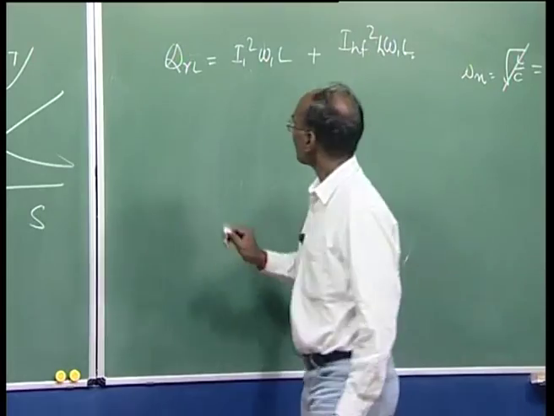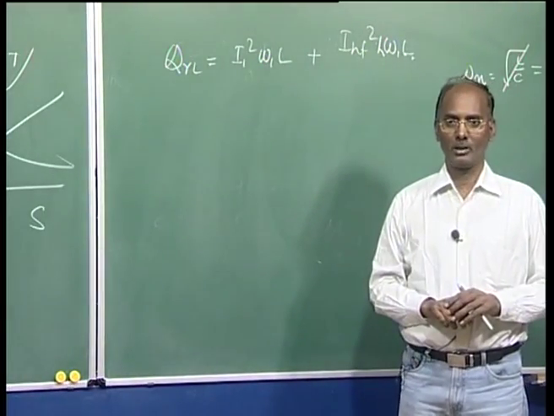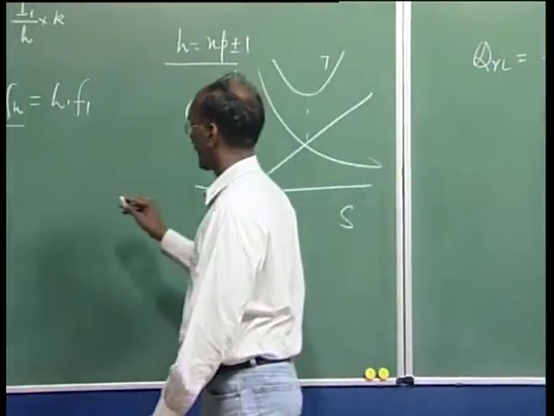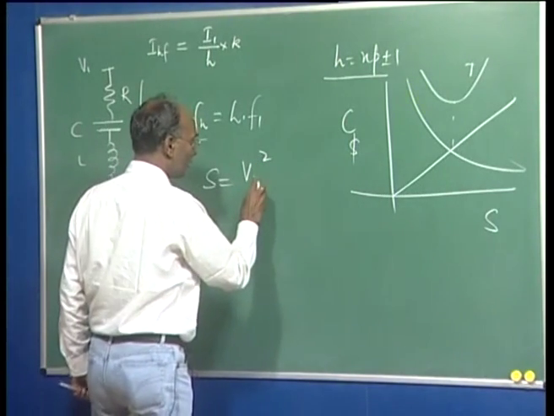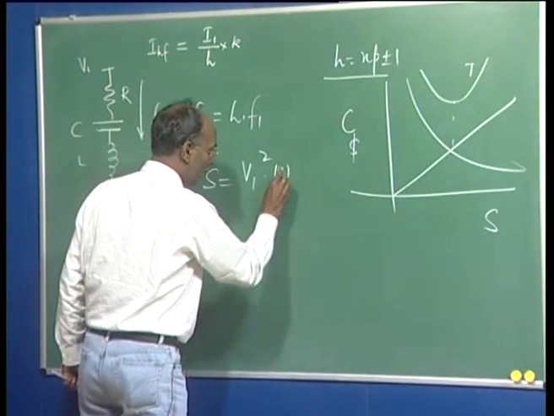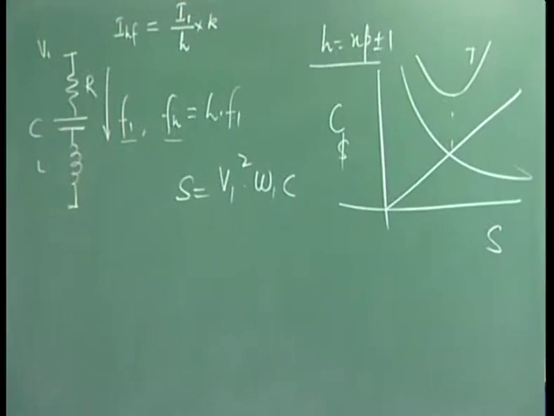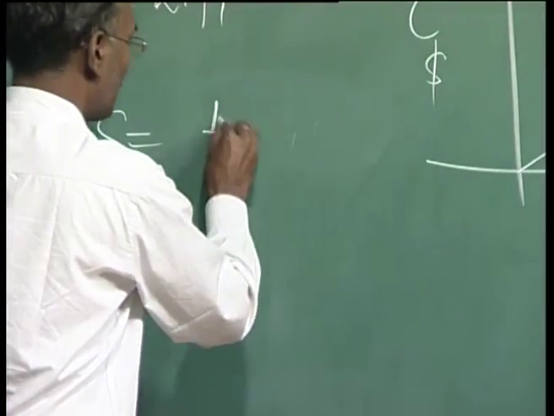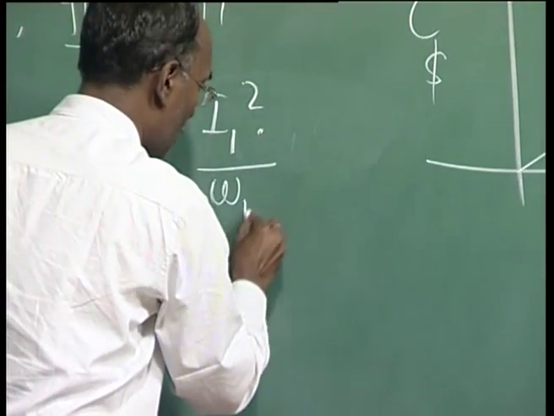Now, we want to replace the L, we do not want the L at all. We know there is some relation, and also we know this value, your S, it is nothing but V1 square omega 1 C, or I can write this in terms of I1. I can write here this is I1 square, this XC, your omega 1 into C.